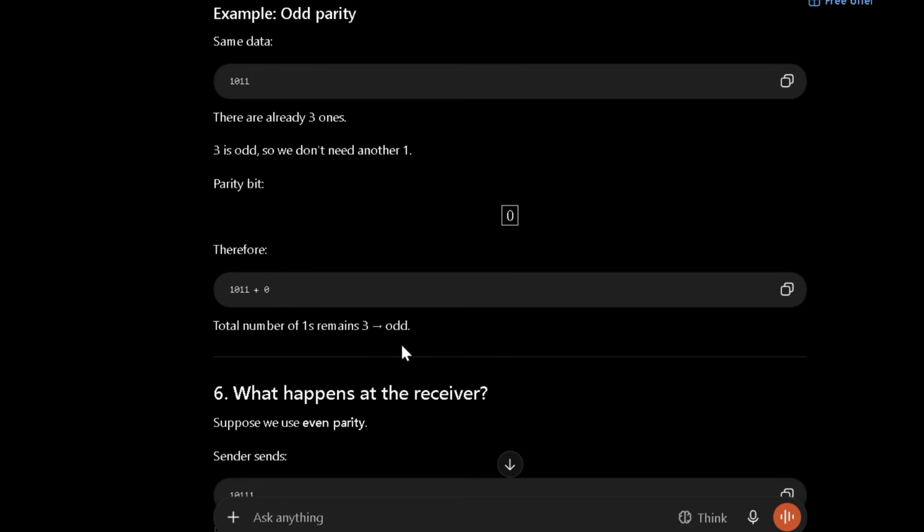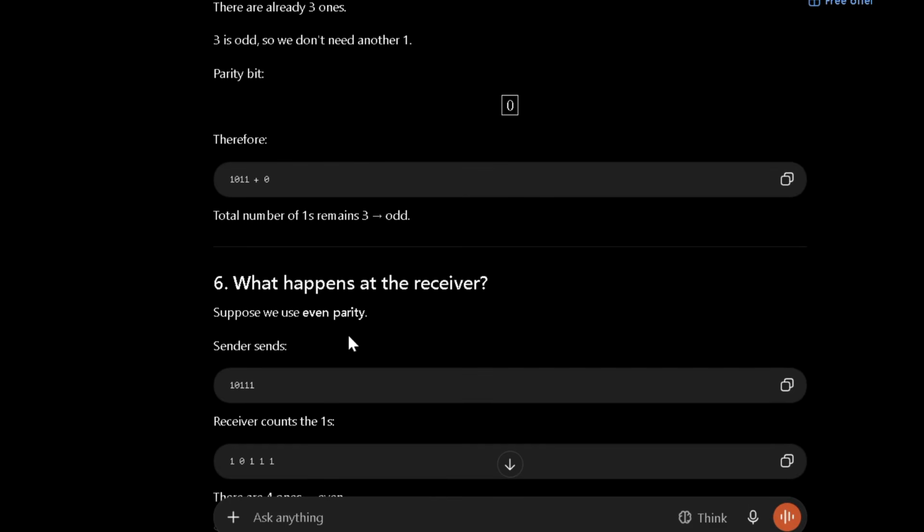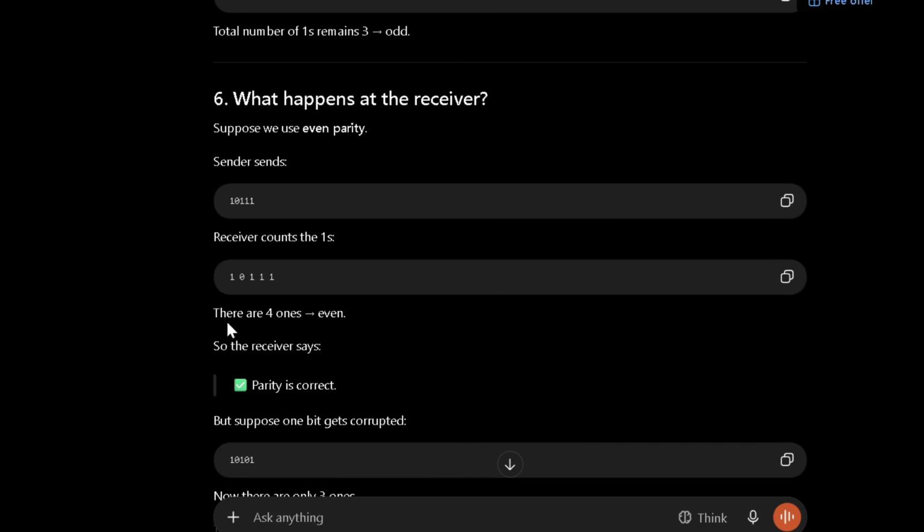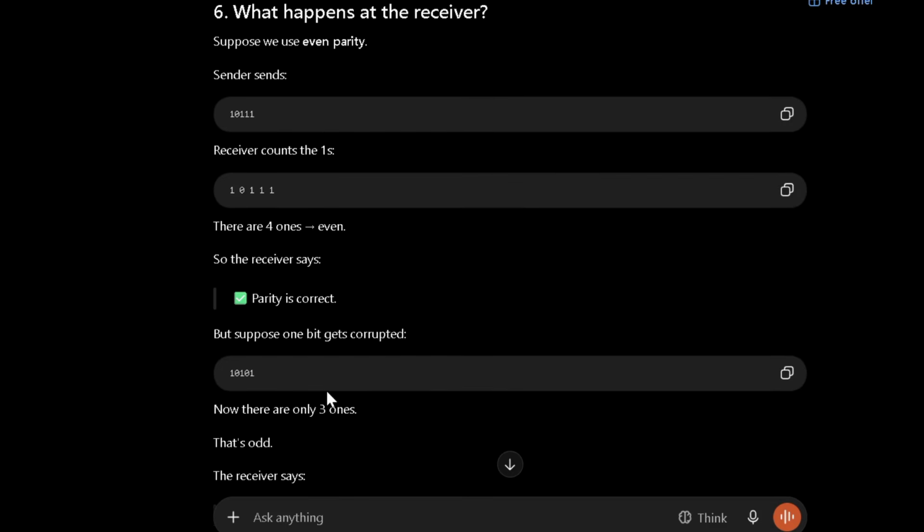What happens at the receiver? Suppose we use even parity. Sender sends 10111. The receiver counts the ones in 10111. There are 4 ones, even, so the receiver says parity is correct. But suppose one bit gets corrupted. Now there are only 3. That's odd. The receiver says error detected.